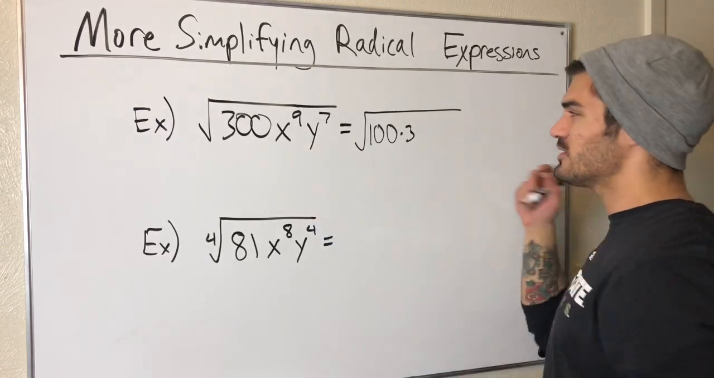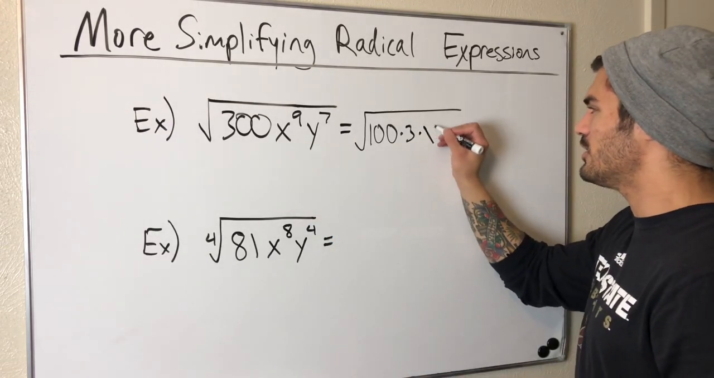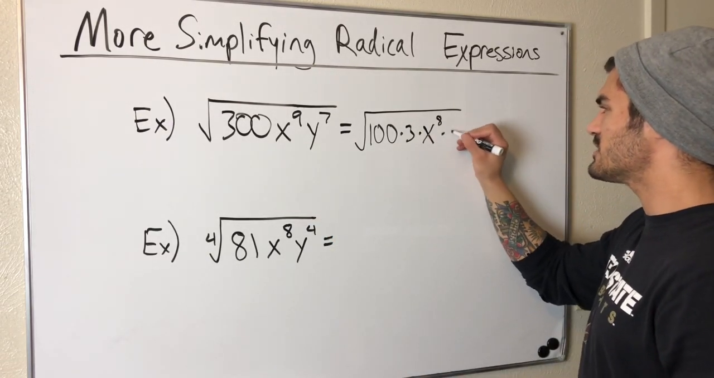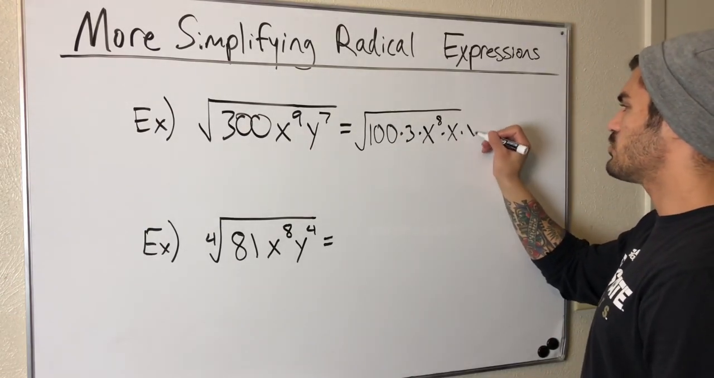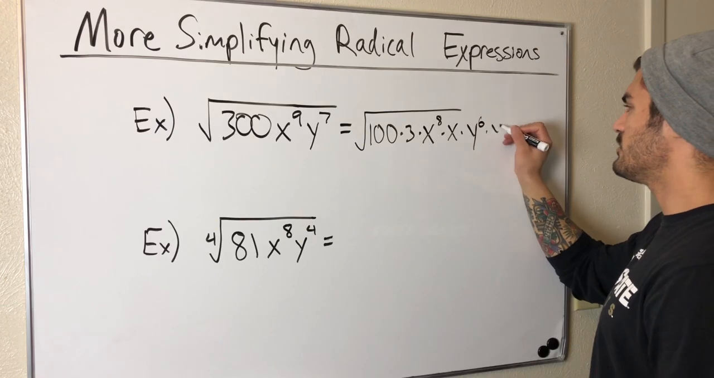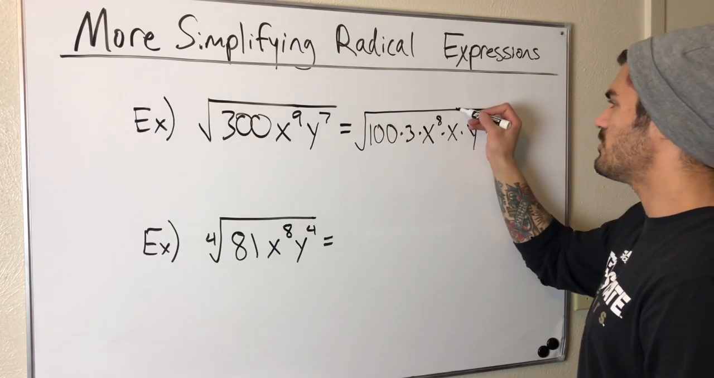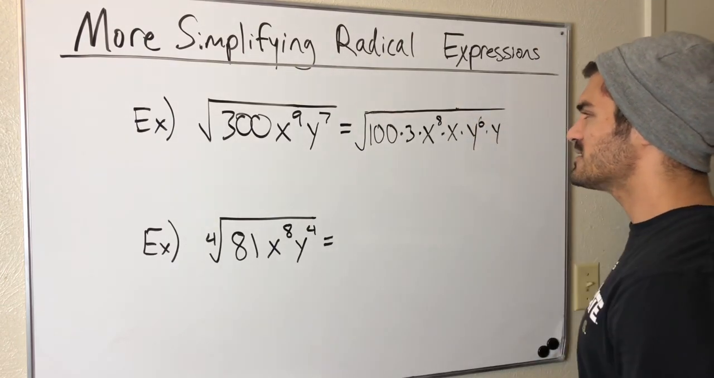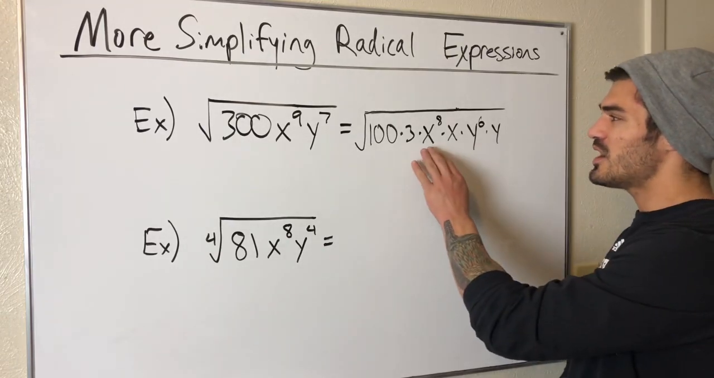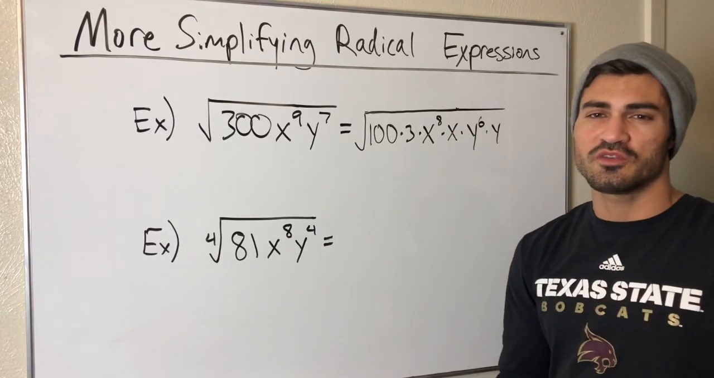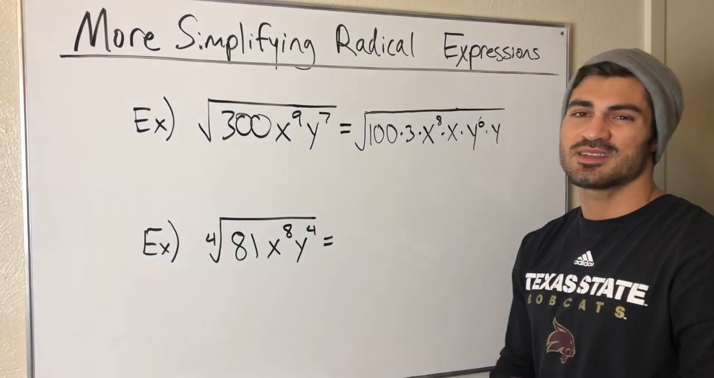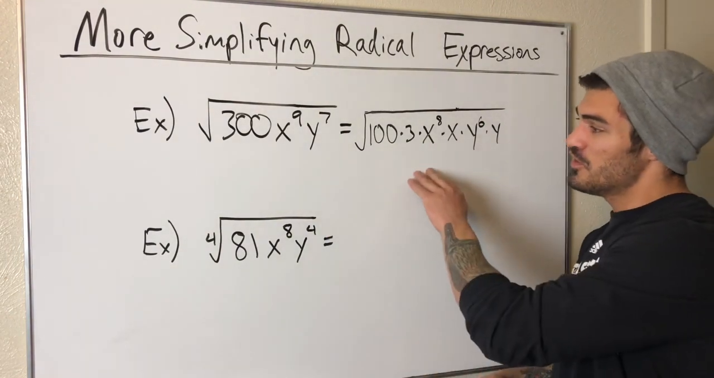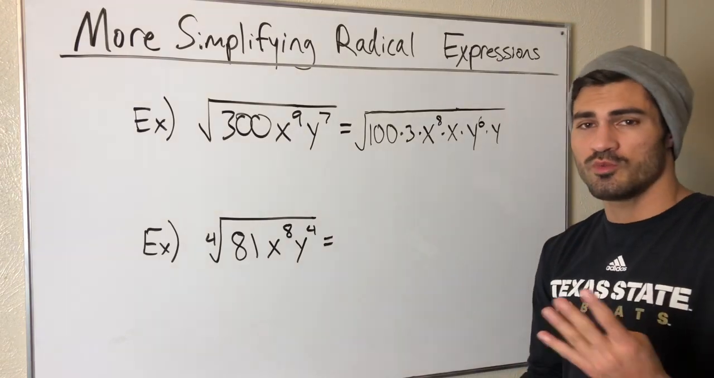What about x to the 9th? Well, I'm going to actually do a little shortcut here, and I'm just going to write this as x to the 8th times x, and I'm going to write y to the 7th as y to the 6th times y. And the reason why I'm doing this, and maybe you see why already, is that this is a little shortcut. I can think of this x to the 8th as 4 pairs of x squareds, right? And each x squared comes out as an x. And since I have 4 x squareds, 4 of those x's will come out. That's one way you can think of it.